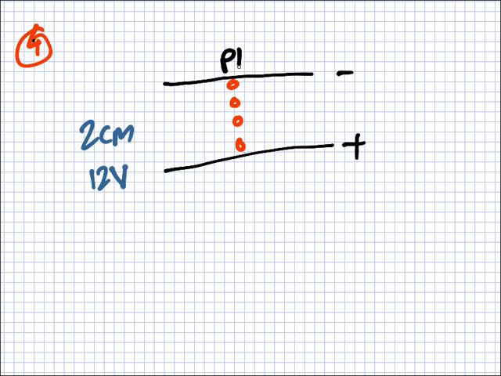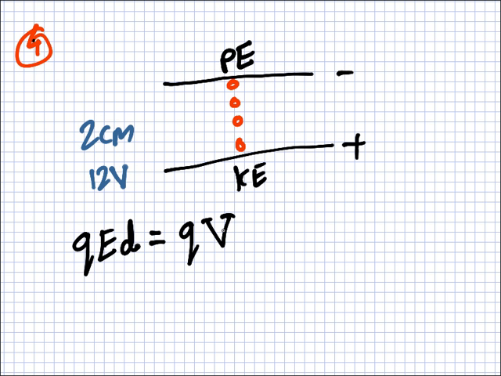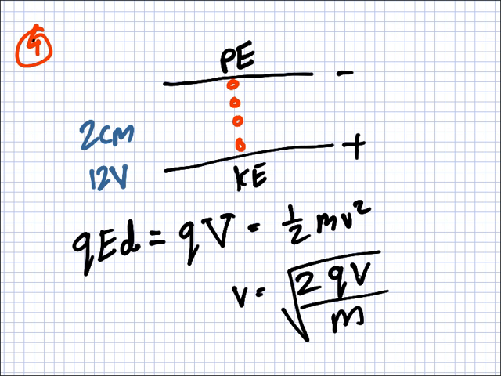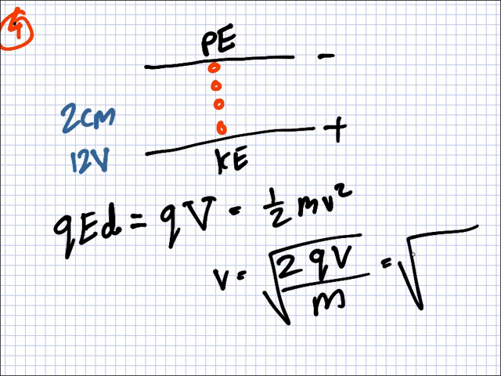Okay, so what we say is the potential energy here equals the kinetic energy here. So potential energy is QED, or also you could use the formula, what's the other formula we had? QV, if you want, you get the same answer if it starts here. And that should equal a half mv squared. So the V will be the square root of 2QV over m. It's an electron, so the V is 12, so that's 24E over the mass of an electron.